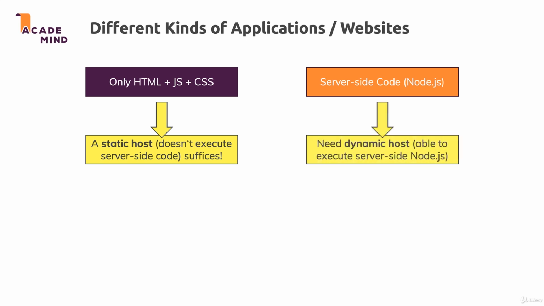Speaking about non-static, you could also call this dynamic. You need a dynamic host. You need a computer somewhere in the internet connected to the internet, in both directions, so that it also is able to handle incoming requests, which has, in our case here, Node.js installed on it, so that on this computer you can execute JavaScript code, which is not possible in the left scenario.